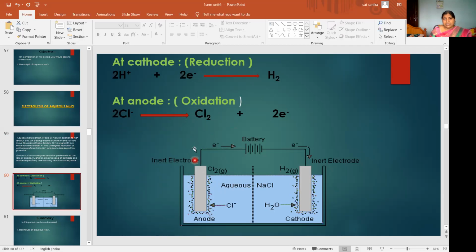Whatever electrons are liberated here will flow and come to the cathode. There it undergoes reduction. Same explanation, but here the products formed are different. At the anode, chlorine gas is the same in both. Whereas at the cathode, here no metal is depositing, hydrogen gas is liberated. So this is about electrolysis of aqueous NaCl.